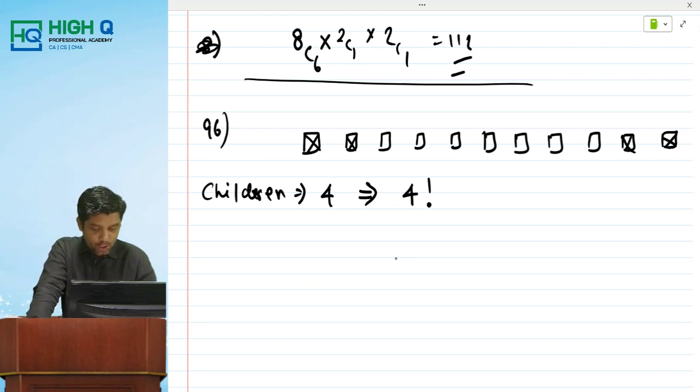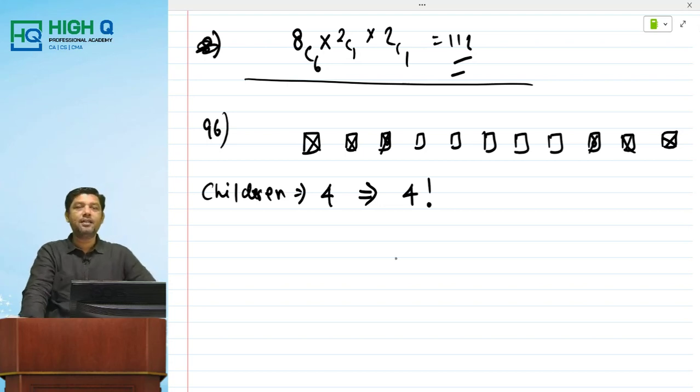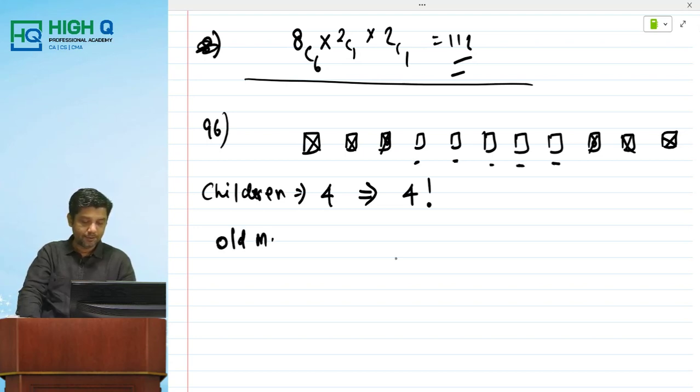That means the old man cannot come here. Am I right, my dear? These two places the old man cannot come. For the old man, how many places are available? So, old man, only one old man. 5 places available, 1 to be arranged. Am I right, my dear?